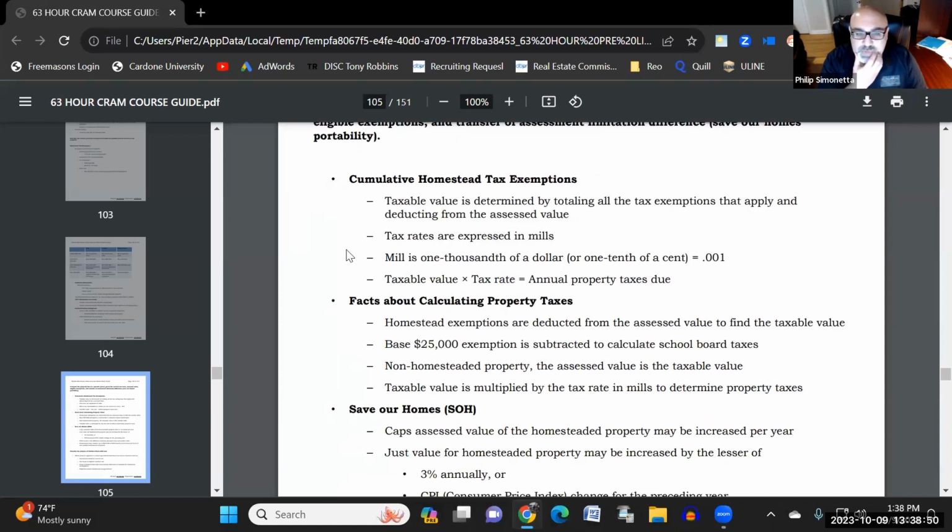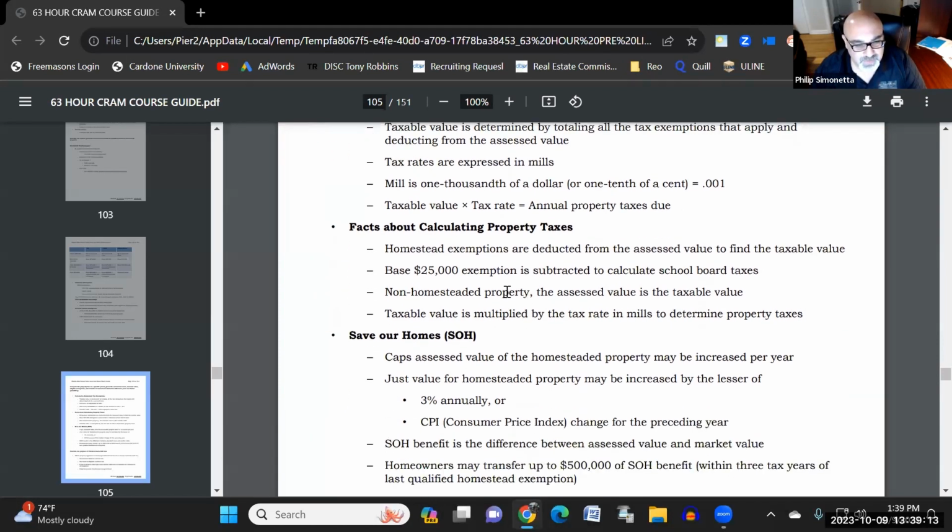So you have the cumulative homestead exemption. The taxable value is determined by totaling all the tax exemptions that apply and deducting them from the assessed value. Tax rates are expressed in mils. That's 1,000%. Remember, move the decimal point 3 places to the left. So you take the taxable value times the tax rate, and that equals the annual property taxes due.